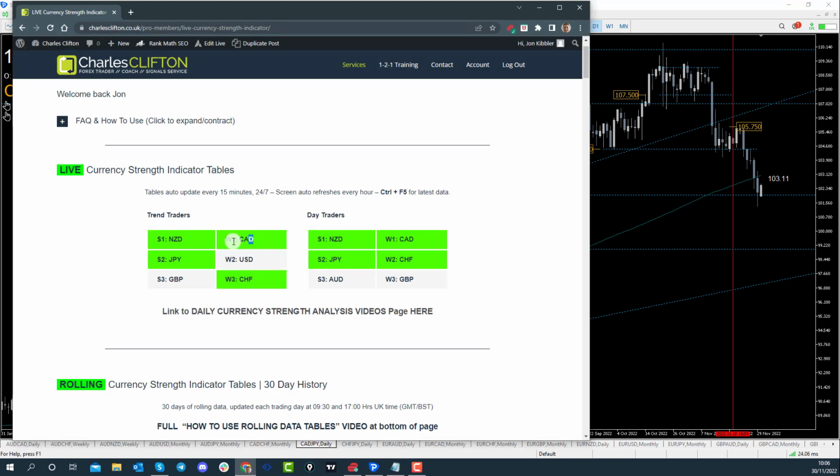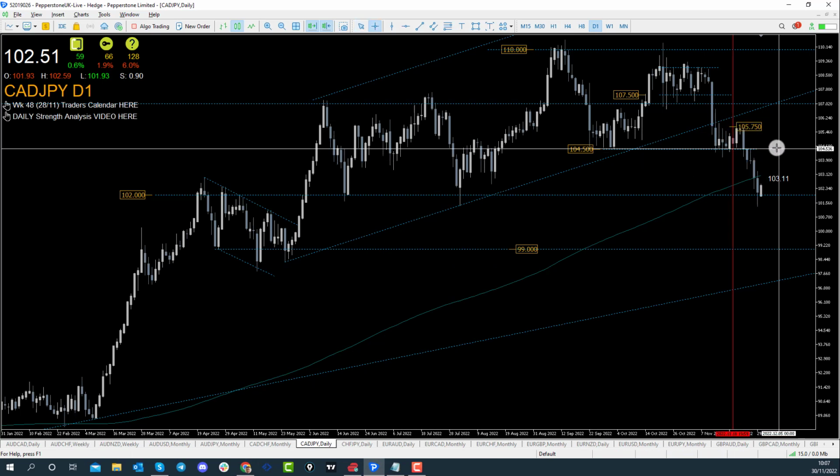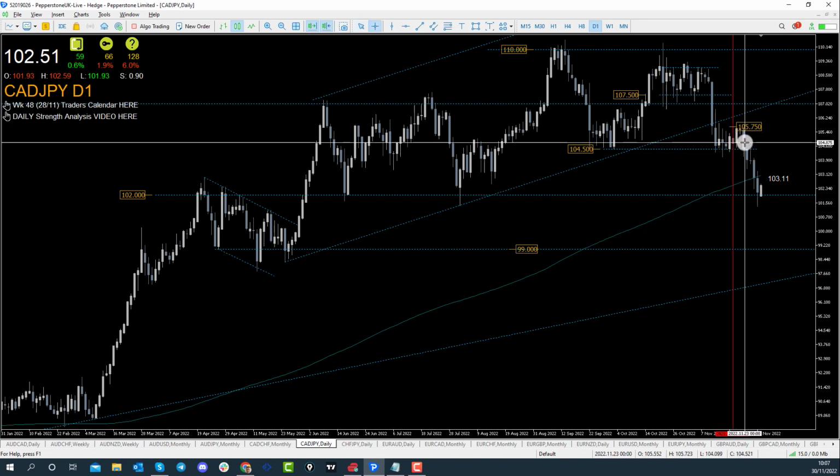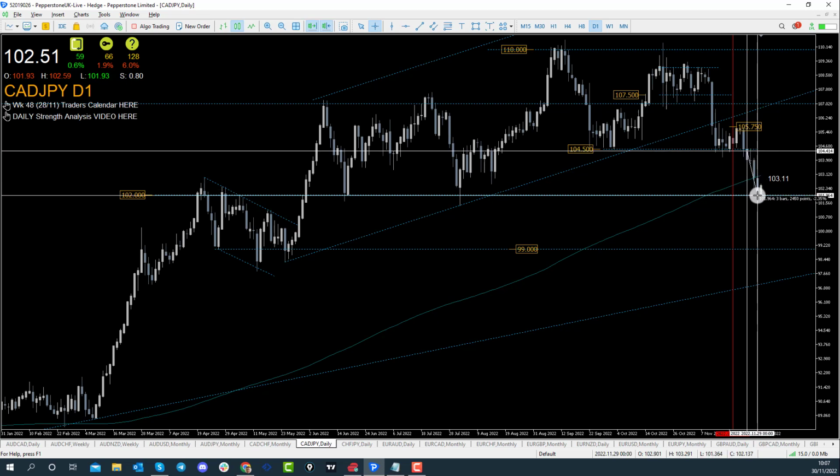So you can see CAD topping the tables as W1, yen at S2. So CAD yen is something definitely to look into. But we've been looking to get short around the 18th of November, and price, once it broke through the 104.50 handle, the 102 was our target.